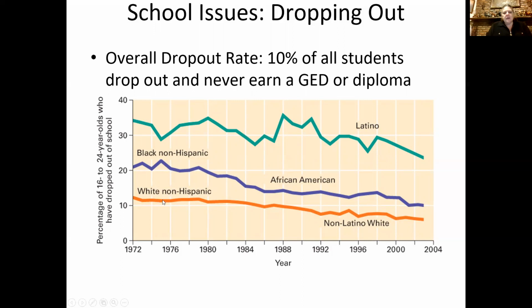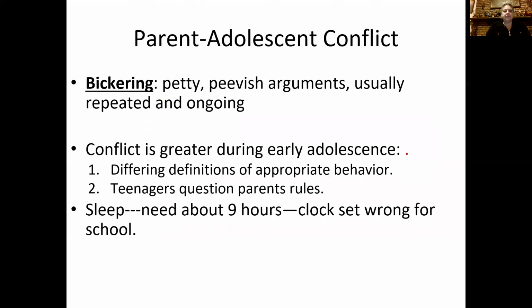And if we look, non-Hispanic, non-Latino white students are at the lowest dropout rate. Black, non-Hispanic African Americans are the second highest group for dropouts. And then the Latino population is the highest group for dropouts. And a lot of this has to do with socioeconomic status that can lead to these trends.